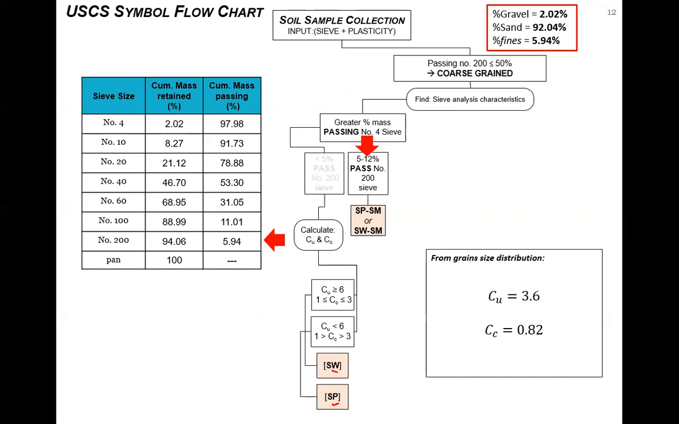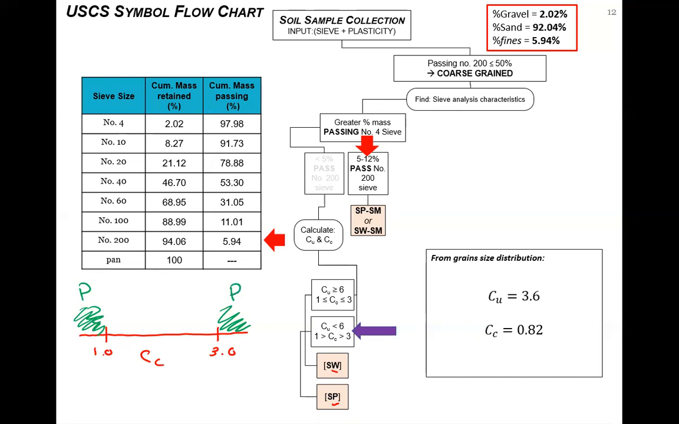So for poorly graded, if our CU is less than 6 or our CC is either less than 1 or greater than 3, then it would be poorly graded. This gets kind of confusing, especially this one right here, because what we have to think of is, if our CC is here, we have 1 and we have 3. This is the range here. Our poorly graded soil will be out here.